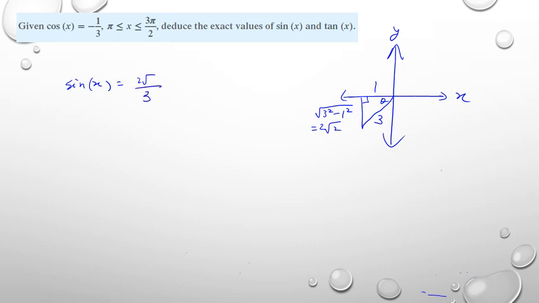However, sine in this region, if you recall, you have all stations to central. Tan's the only one that's positive there, so we need to add a negative in front of the sine. Tan x, we just write out the opposite, which is 2 root 2 over the adjacent, which is a 1. And tan's positive there, so we can leave it as it is.